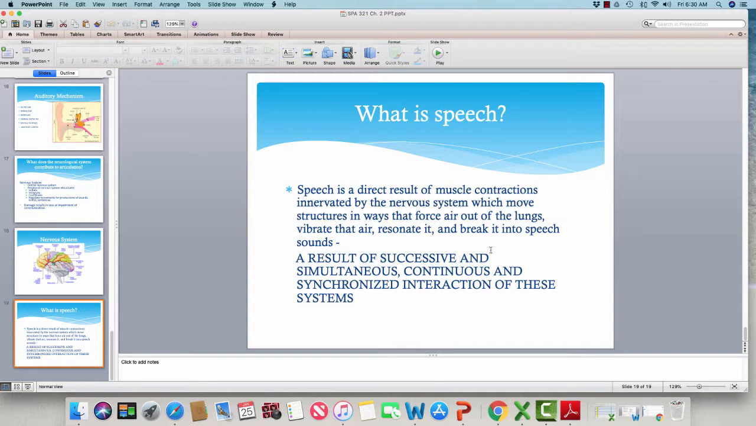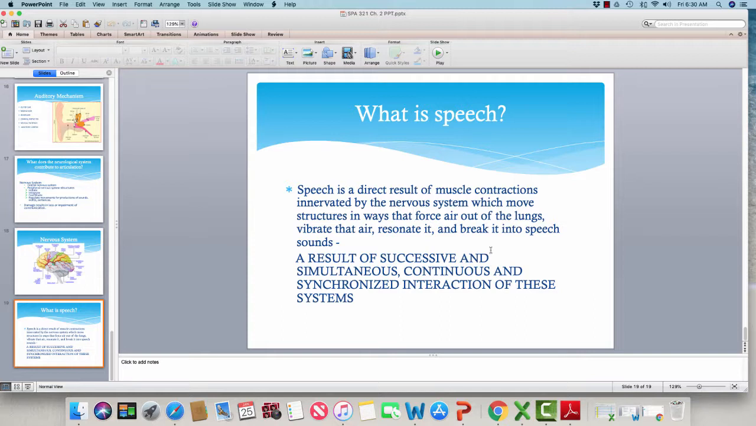We're not individually saying p, b, k, a, I. When we're speaking, we're putting all of these in a string together to produce words and, of course, phrases, sentences, and so forth. So we need to have understanding of how it's working individually, but we're not working these systems individually when we're speaking and producing speech sounds.